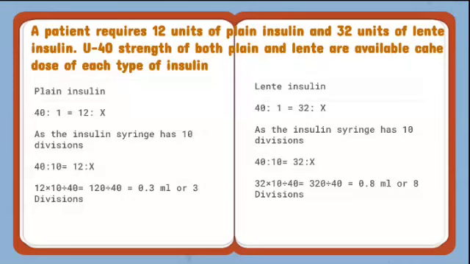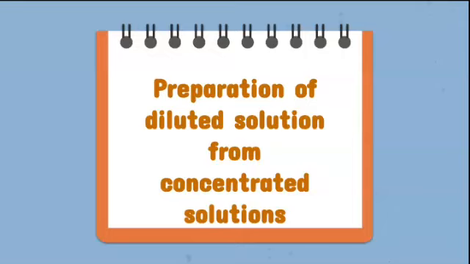Okay, on the other side, lenti-insulin, they have asked for 32 units. It is the same because the last calculation we did was the same, that is 0.8 ml, that is 8 divisions you will take. Hope you understood the percentage solution.